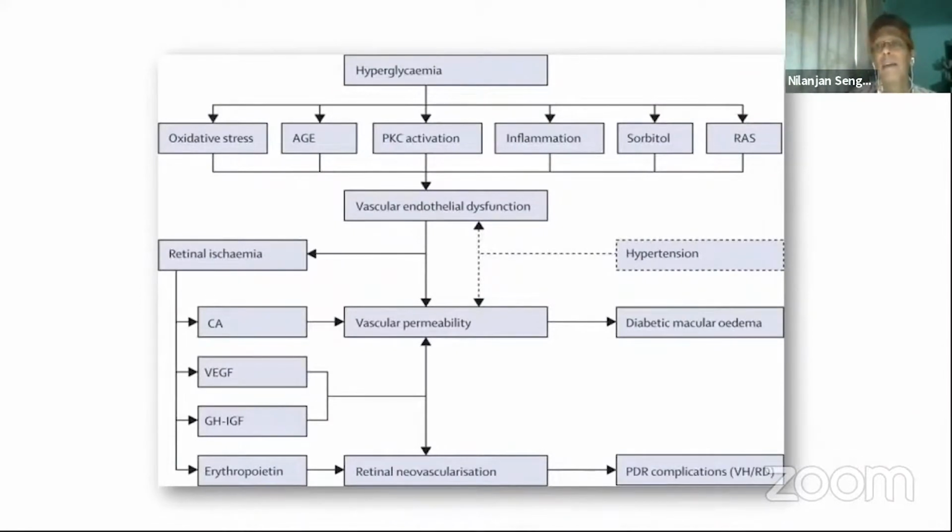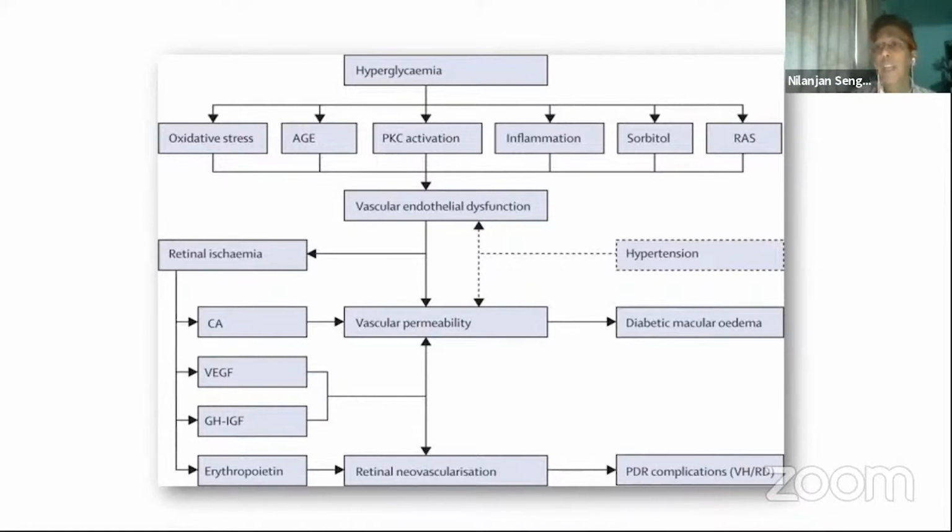So again, this is a busy slide, but it actually summarizes the proposed hypothesis behind the causation of diabetic retinopathy. Two things are very important. The starting event is probably retinal ischemia. The triggering event of the retinal vascular abnormalities is microischemia.